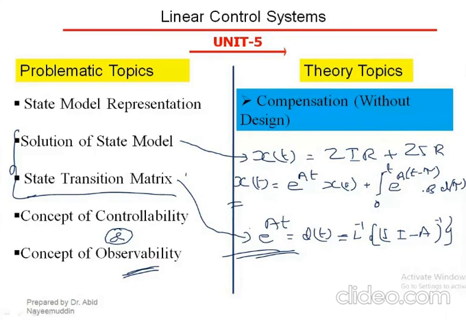There is no fixed procedure to solve the problem. Suppose you are asked to find the state transition matrix; then the A matrix will be given. Take the matrix sI minus A, find its adjoint and determinant, and apply inverse Laplace transform. You will get e power At, which is known as the state transition matrix.